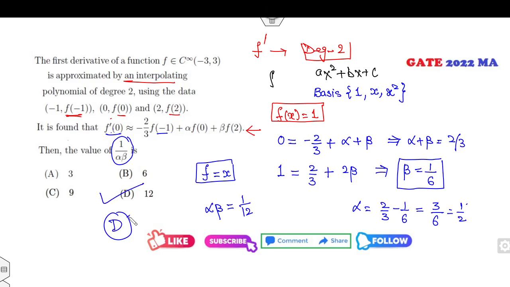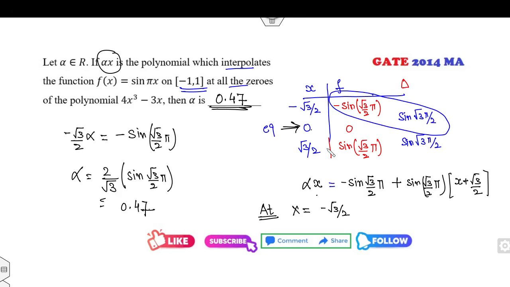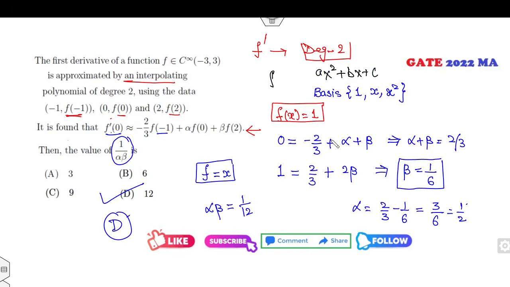D is the right answer. Fine. Because in this case, they are not given to you in tabular form like in this case. So once they are not given in tabular form, you can use the concept of the basis because they are interpolating in this case.